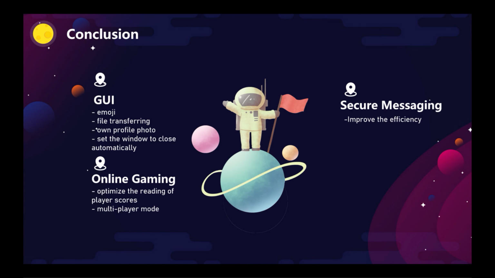And also, I think some pop-up windows need to be set to close automatically after the user submits something in the entry box. For the online gaming part, we need to optimize the reading of player scores. Because if the player quits the game before game over, then his score won't be recorded into the score file, but his name is already in the player's file. Second, there should be a multiplayer mode for gaming.